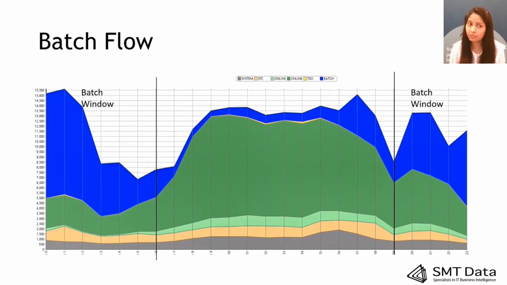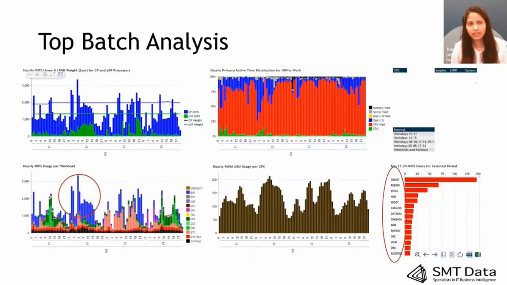But still, if batch is coming very close to online and if it takes the same amount of CPU, that's not good in terms of performance. Then we have to look at what the top batch is and why it is taking the high CPU. The next slide is about the top batch analysis.